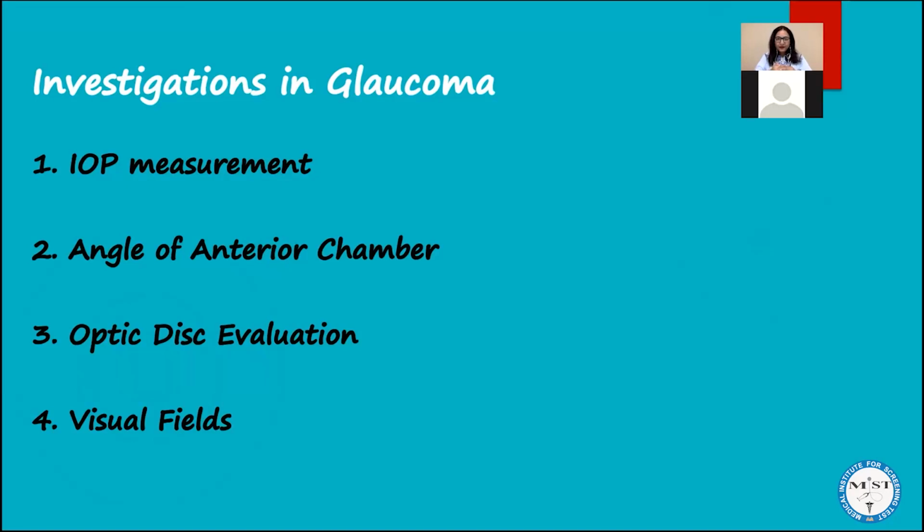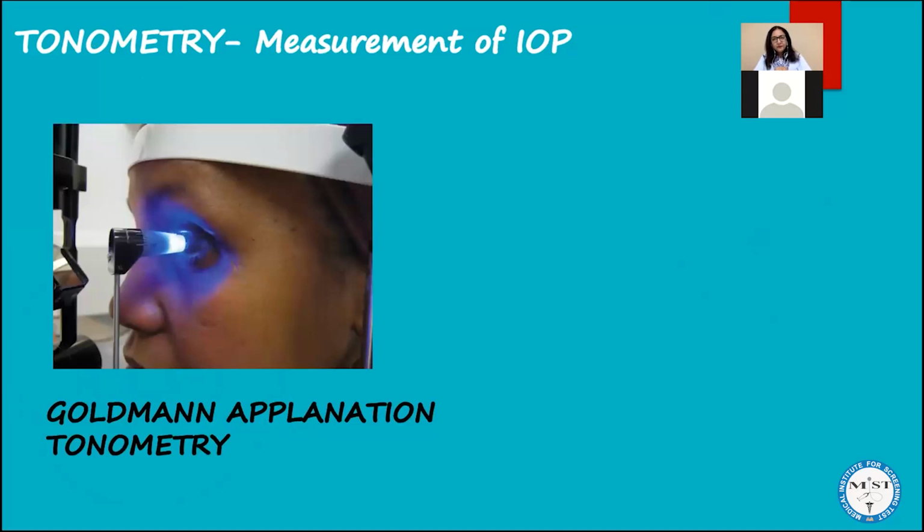manage the patient accordingly. So the same things which are responsible in the pathogenesis of glaucoma: pressure, what is the angle of the anterior chamber, what are the type of changes occurring in the optic disc, and how the visual field defects are developing. These 4 things, they are to be examined. How will I measure the intraocular pressure? The measurement of intraocular pressure is known as tonometry. Okay, what is tonometry? Measurement of intraocular pressure.